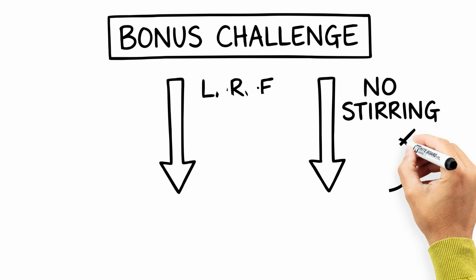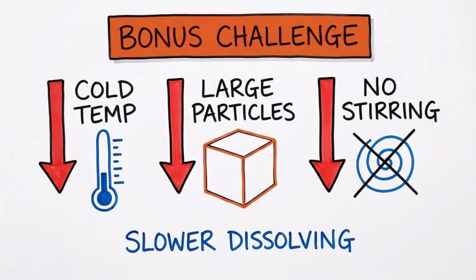Bonus challenge. Think of one situation where you'd actually want something to dissolve slowly. How would you change the 3 factors to slow it down? Think about it. Cold temperature, large particles, no stirring.